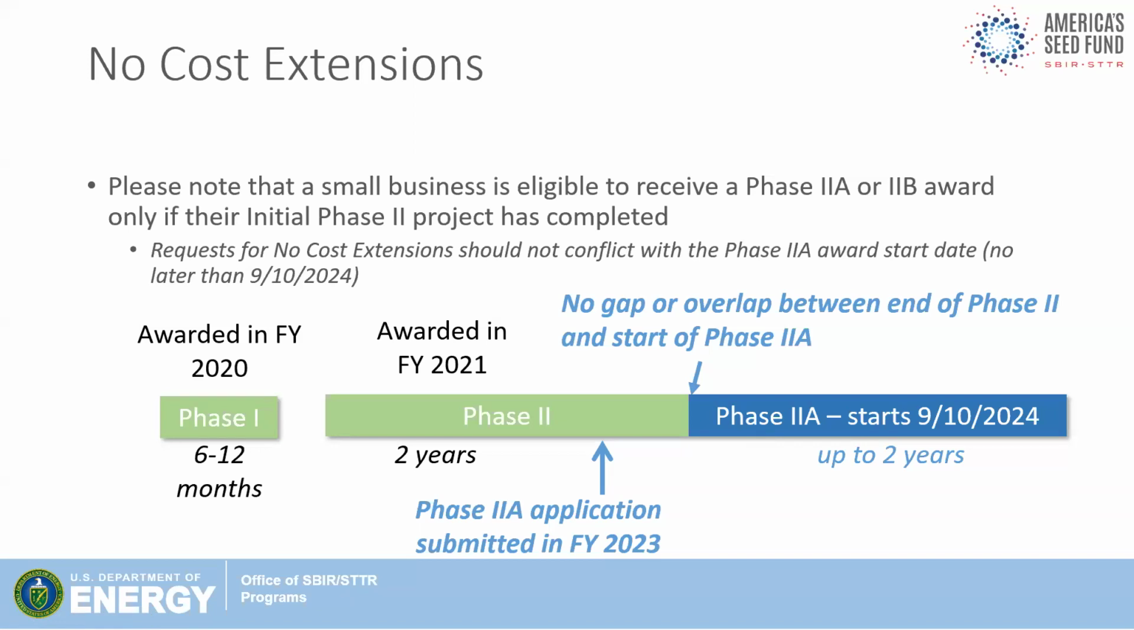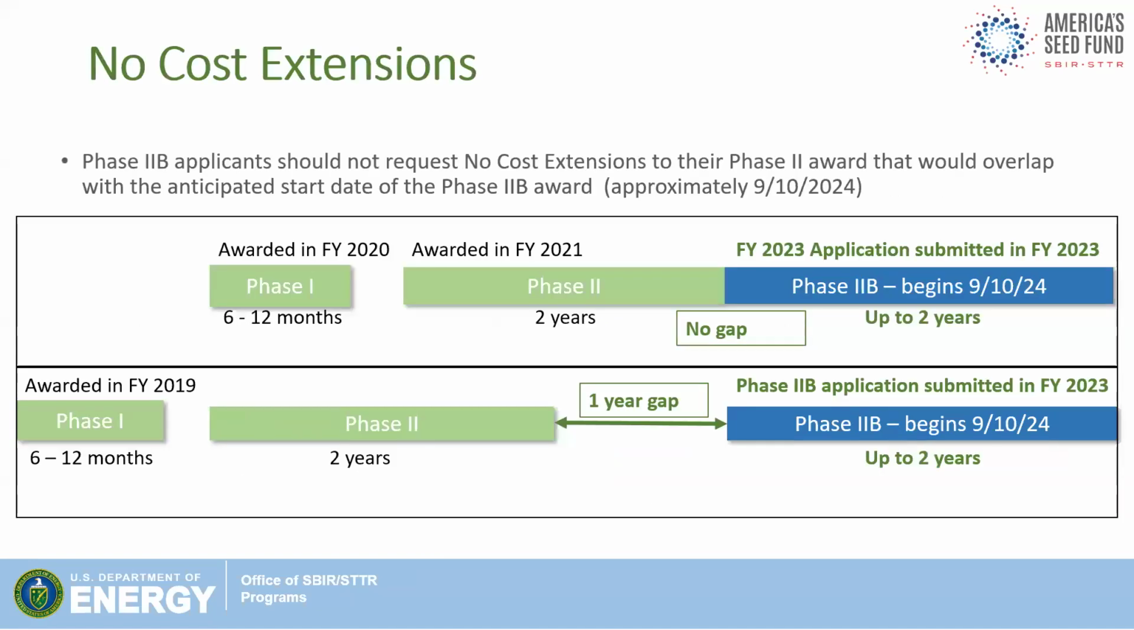Some of you may be tempted to start putting in no-cost extensions to your phase 2 award, but if that extension goes beyond September 10th, you may not get your phase 2A award. The same thing applies for the phase 2B awards. You cannot extend that and put in a gap. For example, if you have a phase 2B award that was awarded in 2021, then you had a year gap here, so you can have a no-cost extension for the phase 2B that was awarded in, I believe, 2022. You don't have that opportunity.